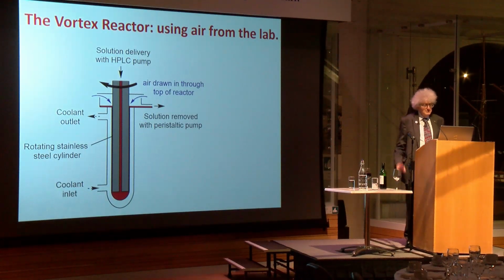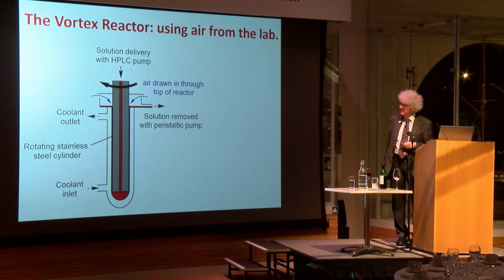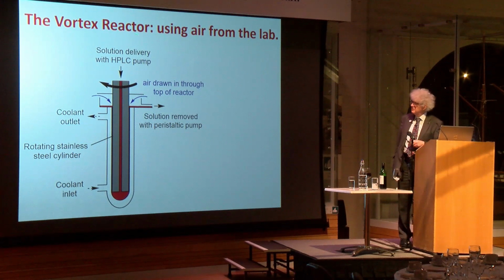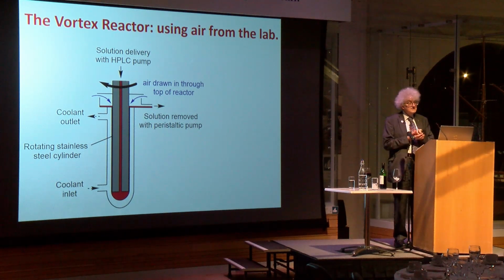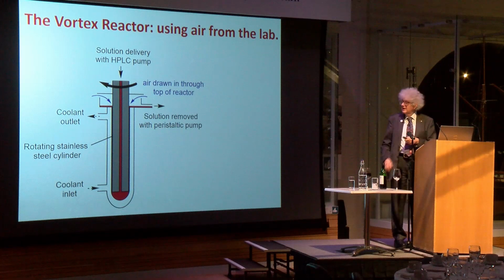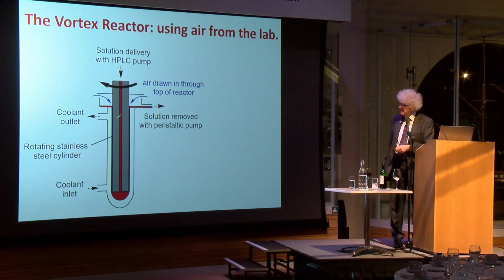The other reactor I want to tell you about is slightly more complicated. It's called the Vortex Reactor, and it involves essentially a glass tube, like a big test tube, with a stirrer in the middle, but the stirrer is very fat and completely smooth. And you flow material in here, solution in here, and it comes out at the top.